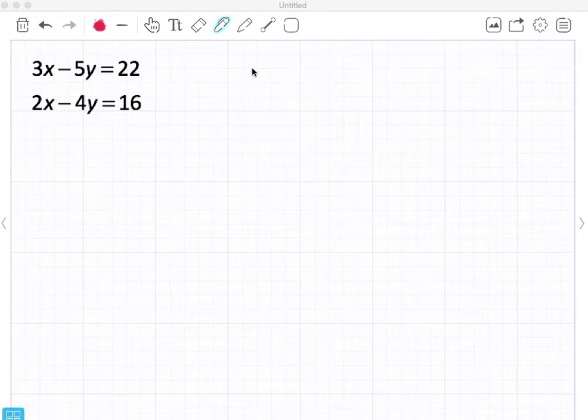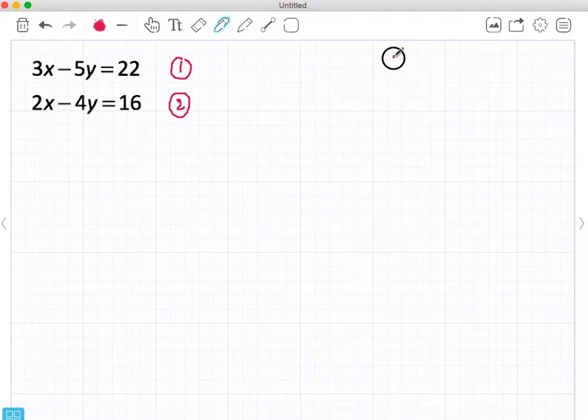This is the fourth simultaneous equations by elimination video, and this is the hardest one we've done so far. Now, if I look at these two equations that I'm labeling now 1 and 2, I can see that I probably want to get rid of the y's, and I've got a negative and a negative, and that's same signs, so I'm going to subtract.